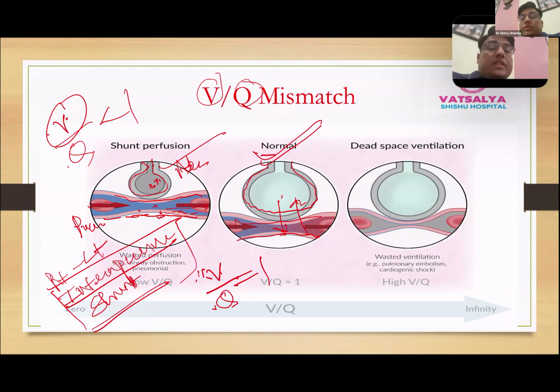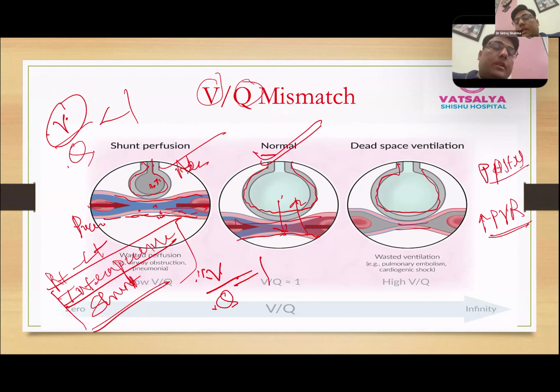If there is a third situation, where the alveoli is open, but the pulmonary capillary is vasoconstricted, because of increased pulmonary vascular resistance, pulmonary vasoconstriction is there. This happens in PPHN. So in PPHN, pulmonary vasoconstriction will be there, but ventilation is good. So here the VQ ratio will be more than 1. Ventilation is there, but perfusion is poor.